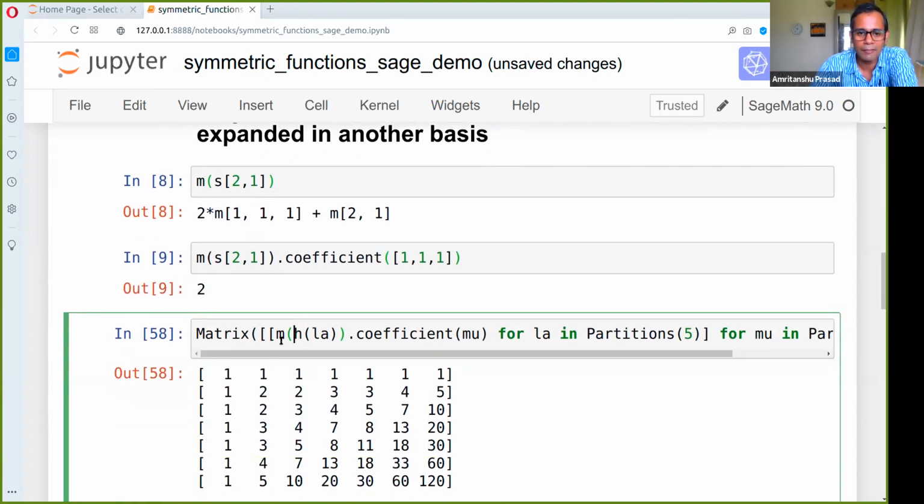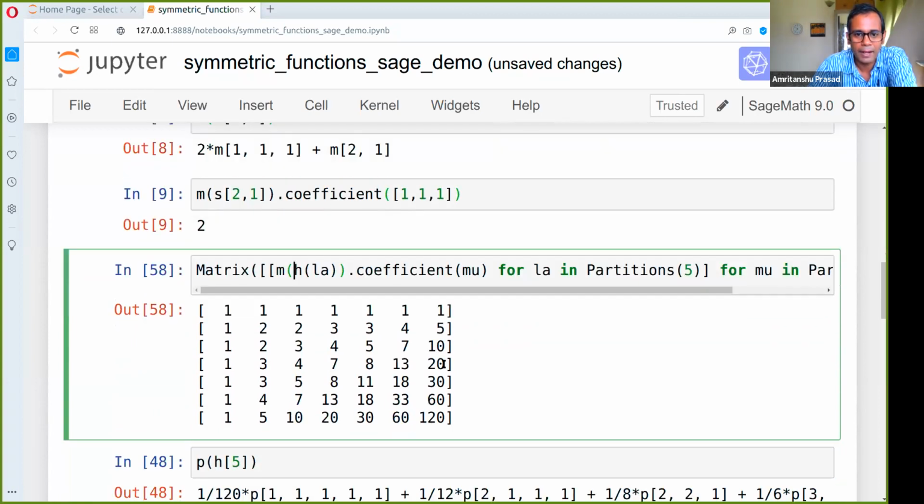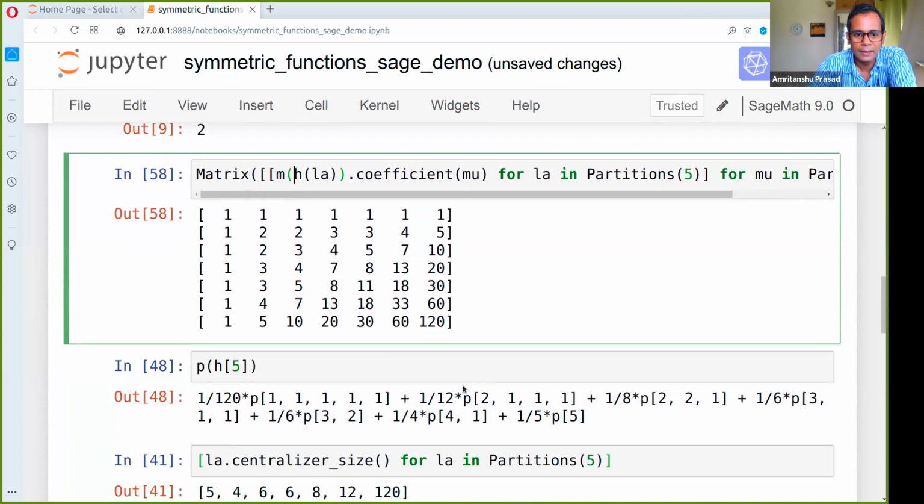Here, for example, using this technique I've shown you, I've constructed the base matrix for expanding complete symmetric functions in terms of monomial symmetric functions. And it has this very nice matrix.